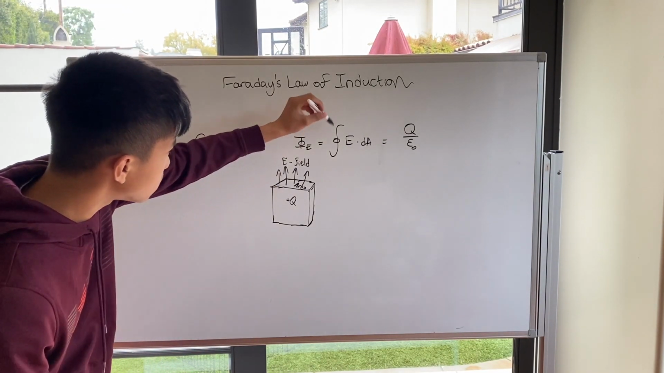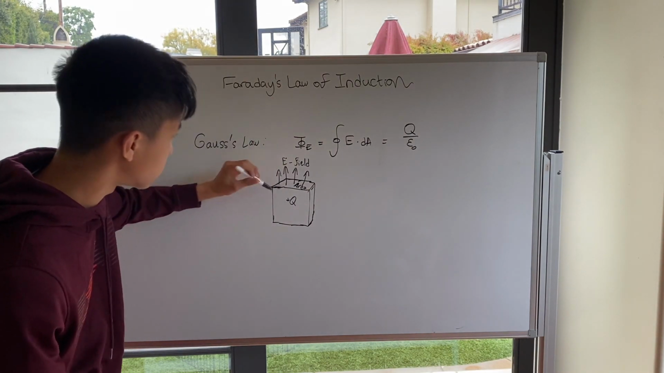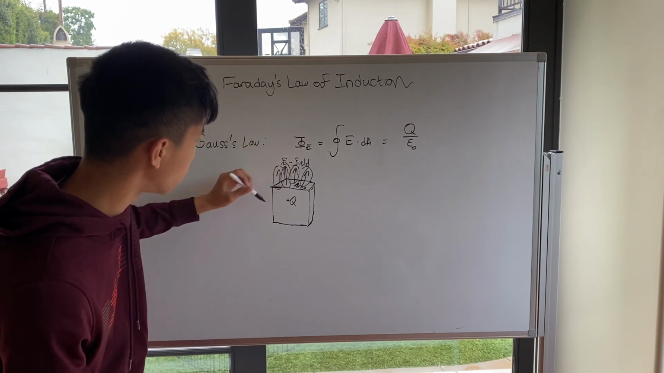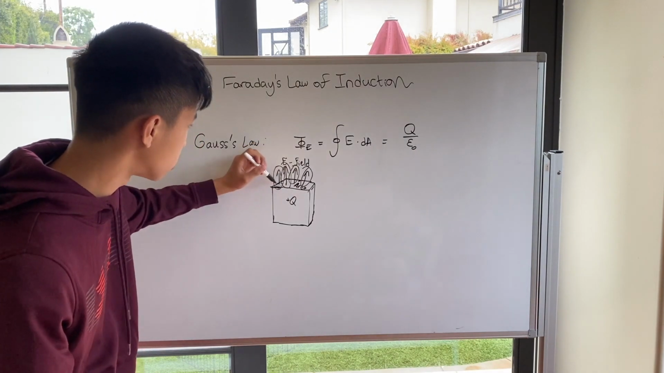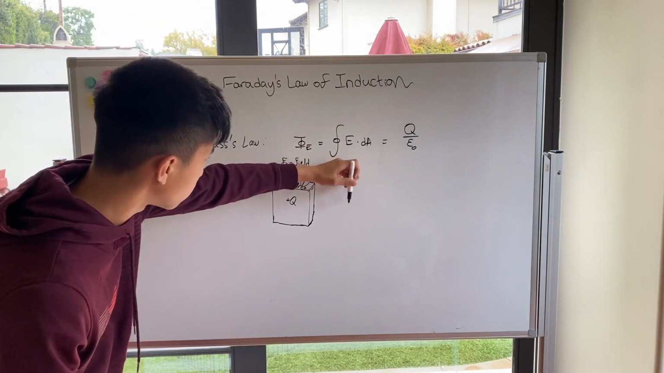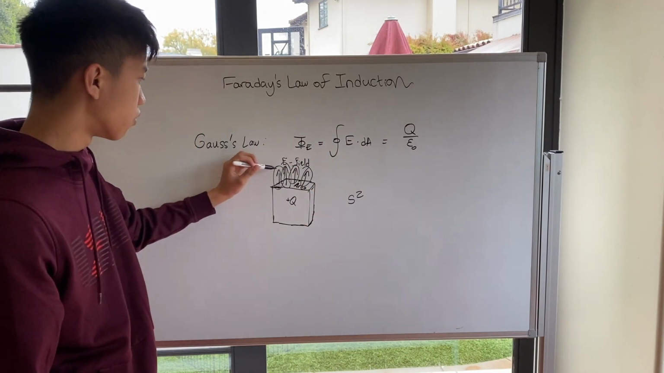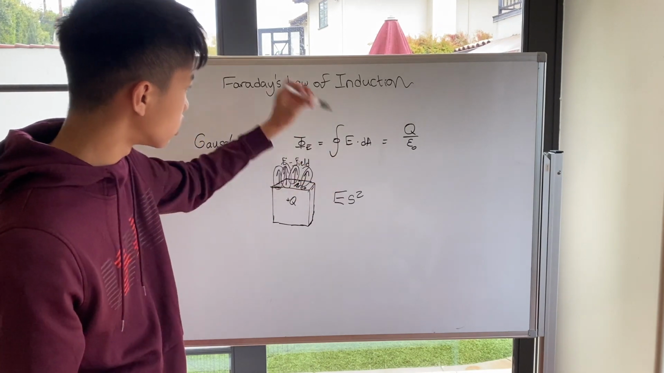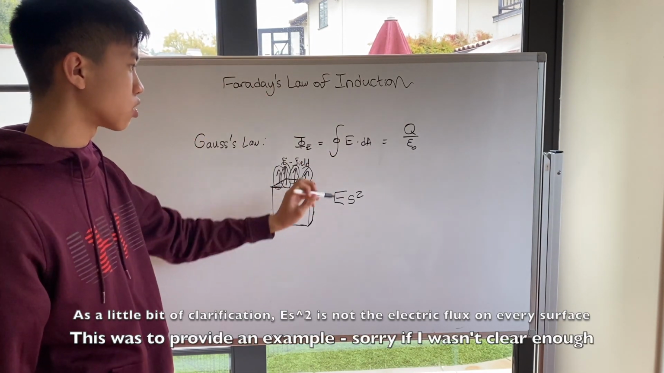So basically, the electric flux going through this surface is just equal to the summation of these electric field lines going through, multiplied by the total area of this surface, which is just the side length squared. So whatever electric field lines are going through, let's just call it E. So the electric flux is just equal to E times S squared.